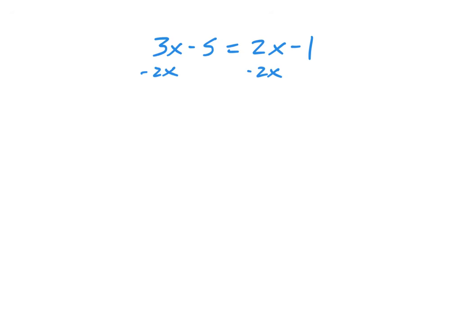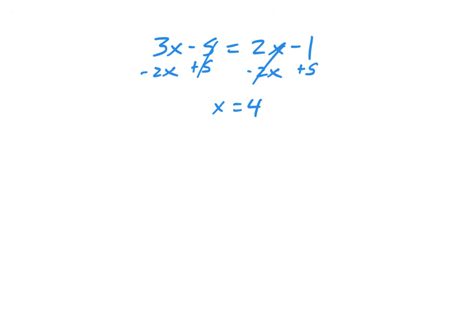Okay, so in this case, subtract 2x from both sides. And I like to combine 2 steps into one if we can. And we get x equals 4. Okay. Not too difficult of an equation to solve.